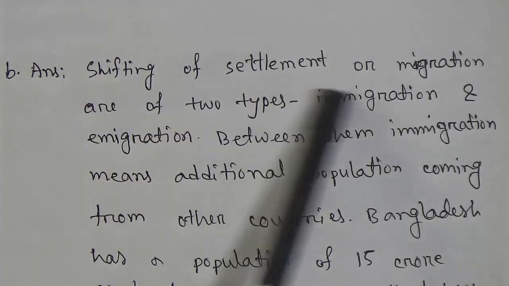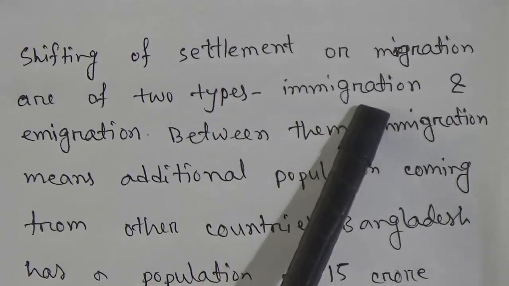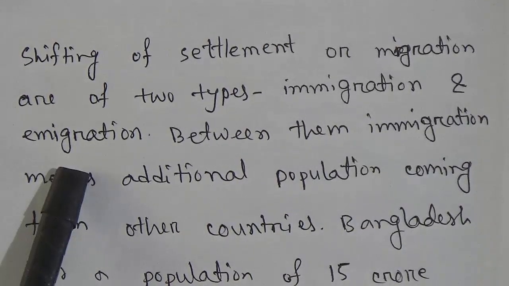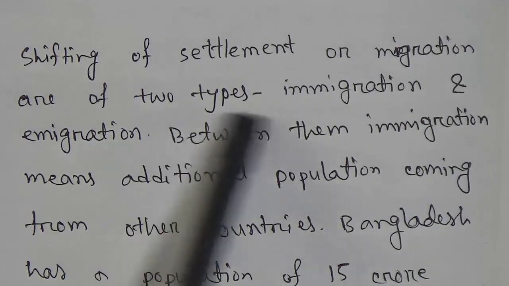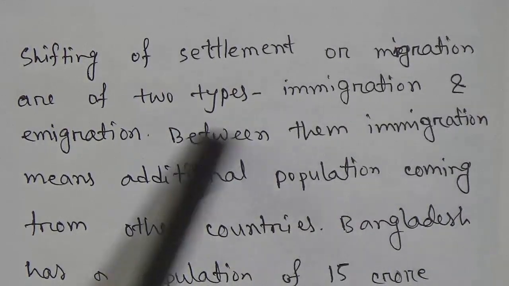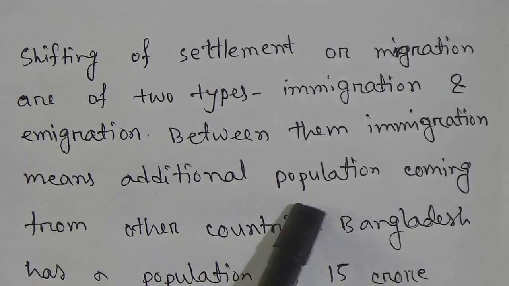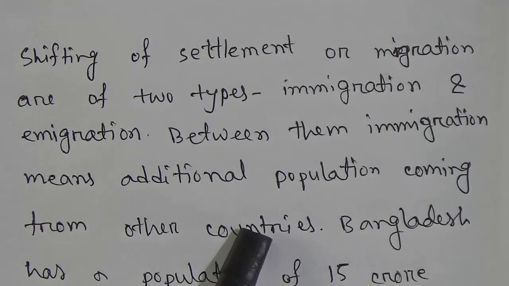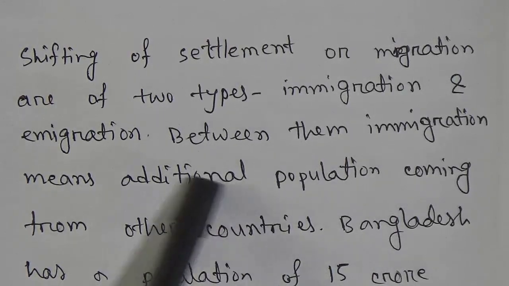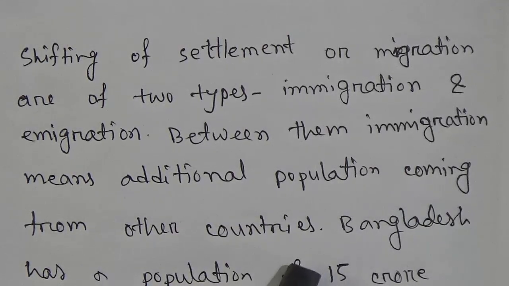Shifting of settlement or migration is of two types. The first one is immigration and the second one is emigration. Both are closely related. Immigration means additional population coming from other countries. If we talk about Bangladesh, some people are coming from different countries, and that person will be related to immigration. That means some people are adding to the total population of our country.